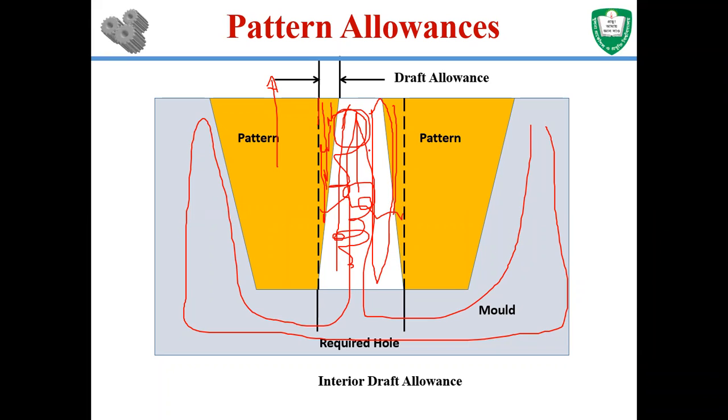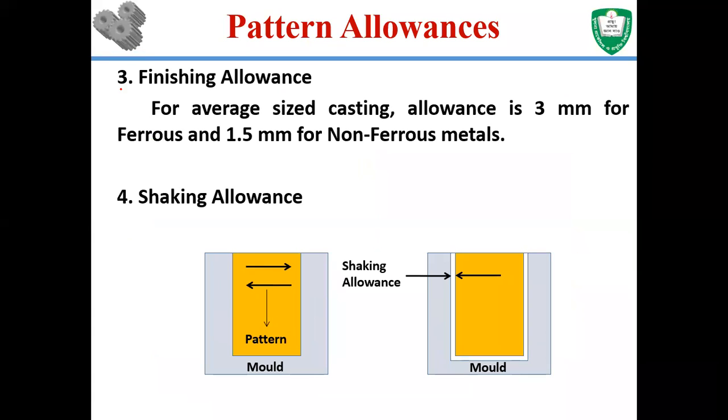To avoid that, if you provide a draft allowance on the pattern internally, then with the removal it will be immediately disengaged from the sand in here. That is why you need to provide the internal draft allowance if there is a cavity in the pattern. Yes, sir. Understood. All right. And the third one is finishing allowance.